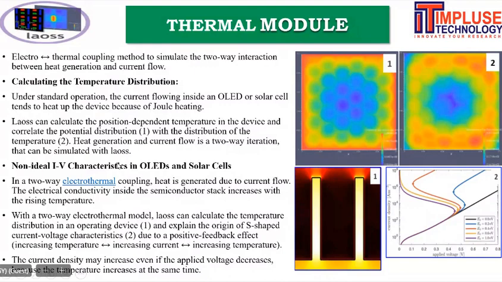Now with this two-way electrothermal model, LAOSS can calculate the temperature distribution under operation and different shapes, either it could be S shape or L shape, whatever the shape of the IV characteristics, with positive feedback from increasing temperature, increasing current, increasing temperature, that kind of study. Current density can increase when you apply voltage, or decrease because the temperature increases at the same time.